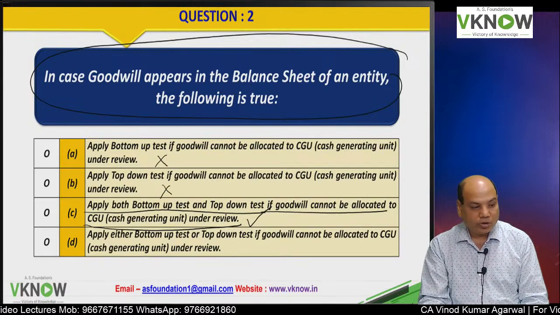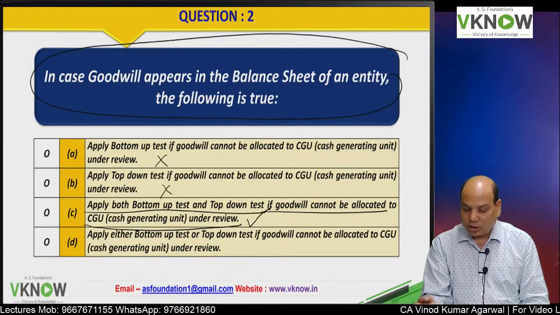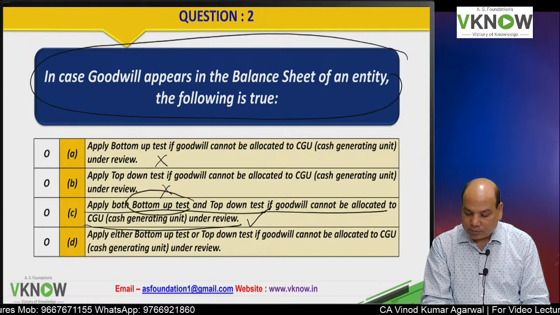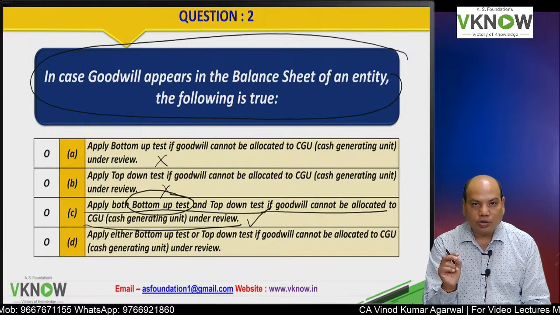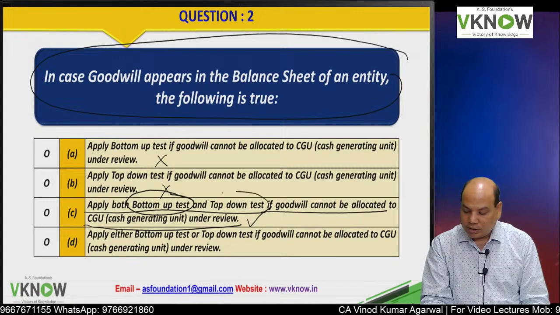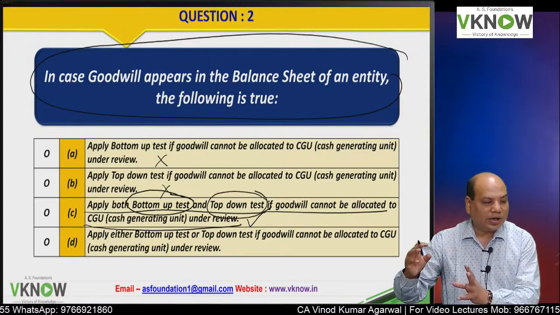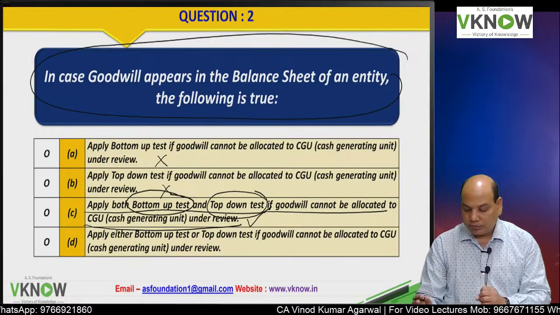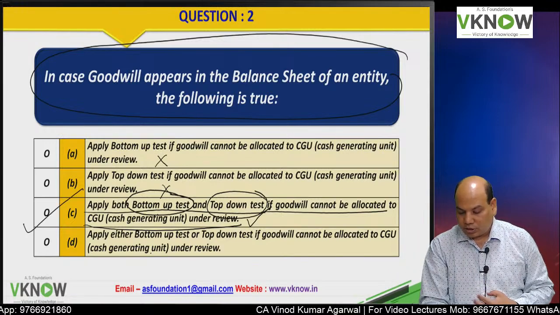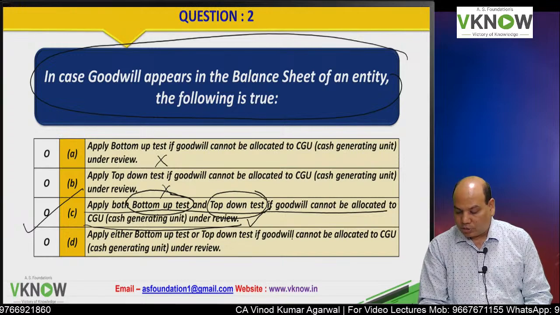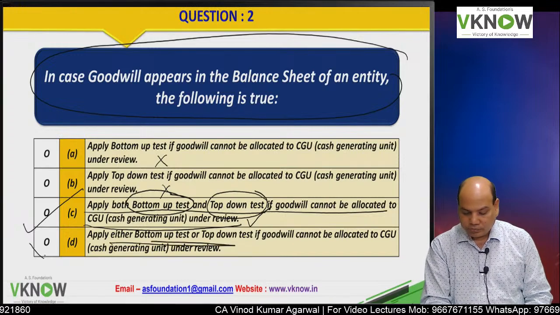The reason being, if goodwill cannot be allocated, we will still first apply the bottom up test without allocating goodwill, and then we'll perform the top down test by allocating goodwill to the larger CGU. Okay, so this is the right option, and they have written apply either the bottom up test. There is no either or. It is wrong.